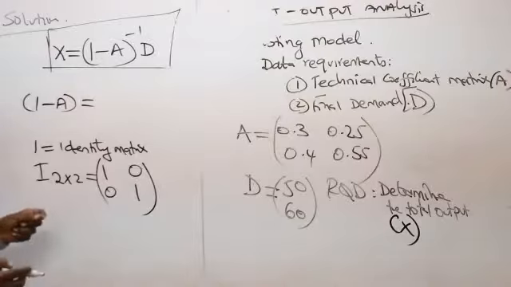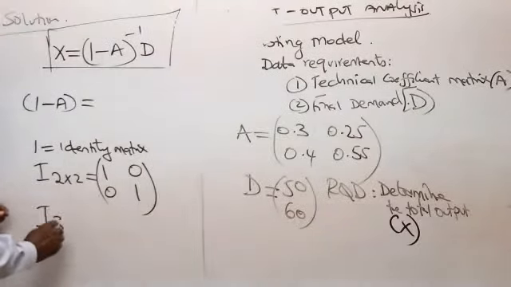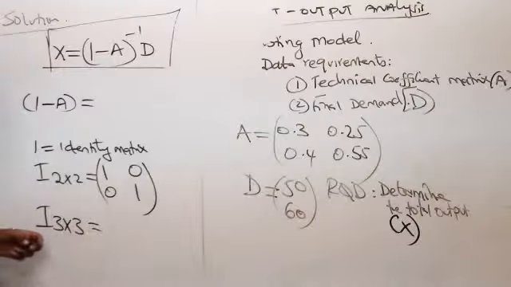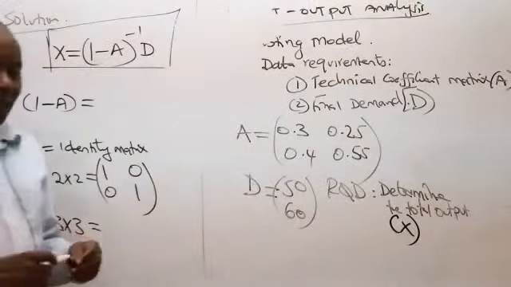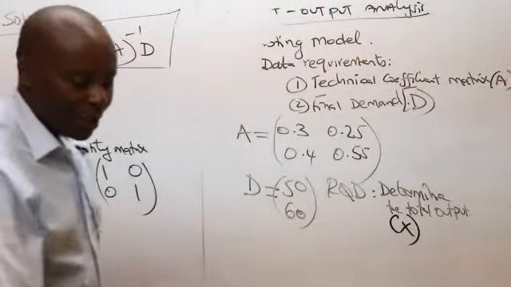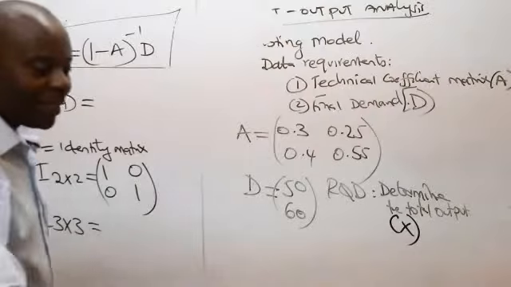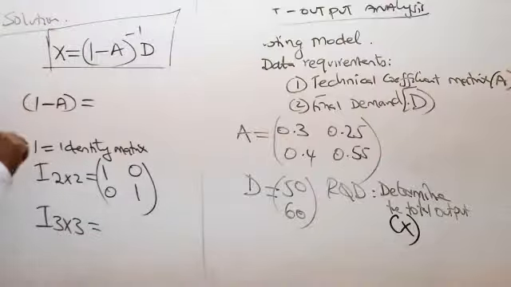Is there anybody who can write for me, before I proceed with this, the identity which is a 3 by 3? Great. I can see what Sharon Gaetano has already written for me there.